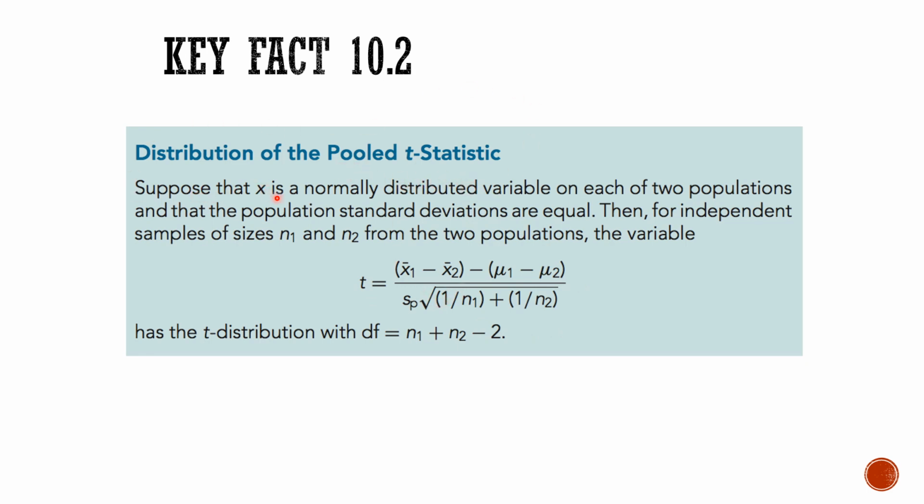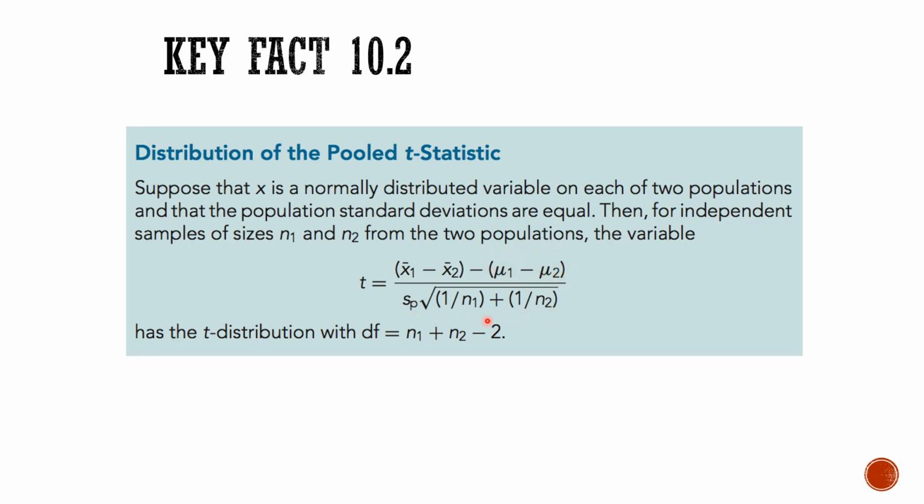It says, suppose that x is a normally distributed variable on each of the two populations and that the population standard deviations are equal, because only then can we use the pooled method. Then for independent samples of sizes n sub 1 and n sub 2 from the two populations, the variable t is going to be using this formula where we have x bar sub 1 minus x bar sub 2. That means the difference of the two sample means minus the difference of the two population means. Therefore, mu sub 1 minus mu sub 2.